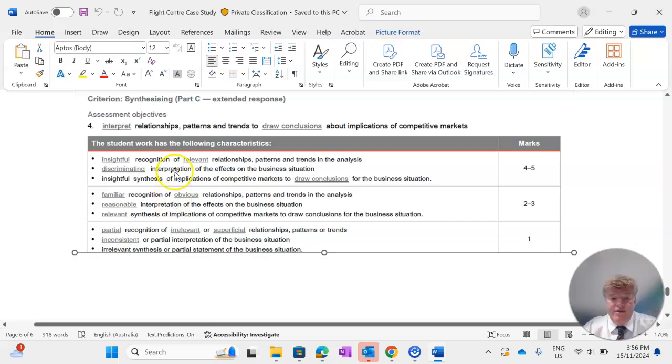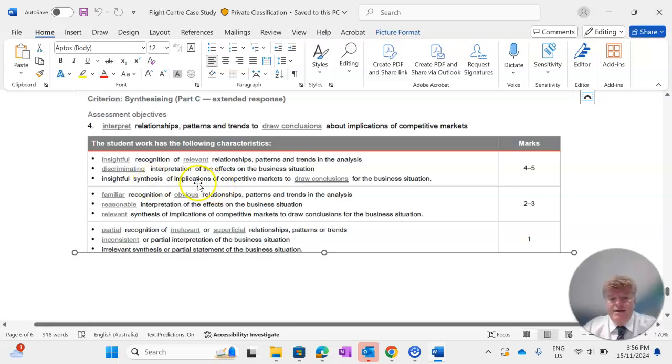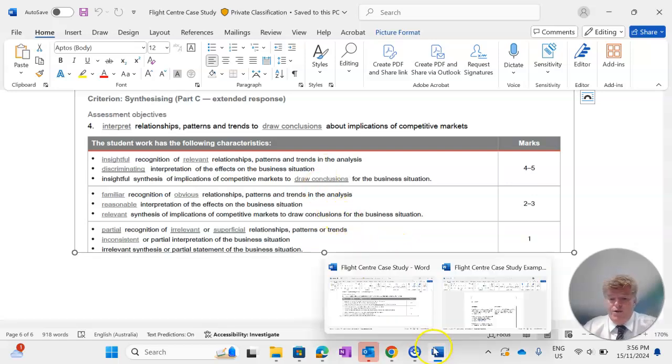And then we get on to the second thing that we've got to do, synthesizing. So relationships, patterns, trends. We have to interpret the effects of these on the business. So what's actually happening now in the business because of those relationships, patterns, and trends, and think about implications, conclusions. So that's the forward-looking part of this for the business. It's really important that you have to have at least one relationship, pattern, and trend. Have one of each, at least one of each in the analysis. So let's sneak over and have a peek at what I've done.